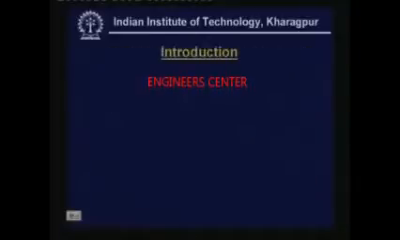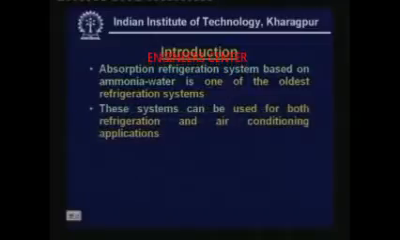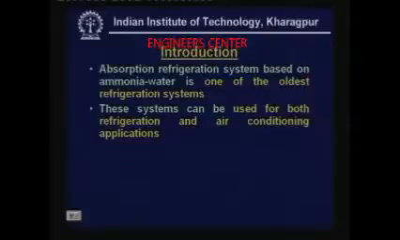So, let me give a brief introduction. Absorption refrigerant systems based on ammonia water are one of the oldest refrigerant systems, which were developed at the end of 19th century. These systems can be used for both refrigeration and air conditioning applications because ammonia is the refrigerant here, so it has a very low freezing point and you do not have the problem of water, where it cannot be used for sub-zero temperatures.